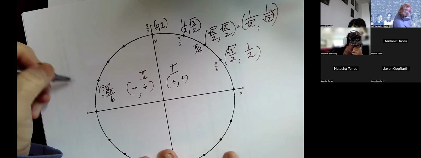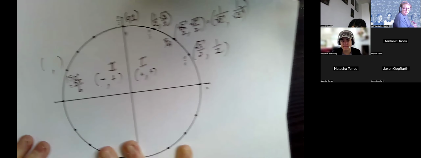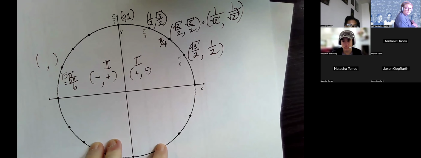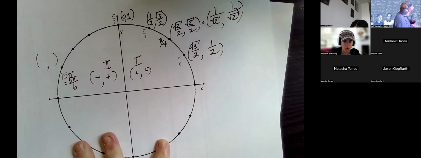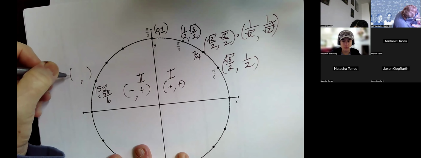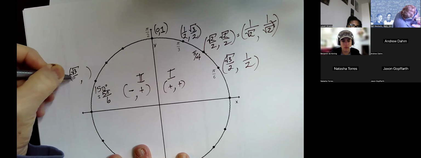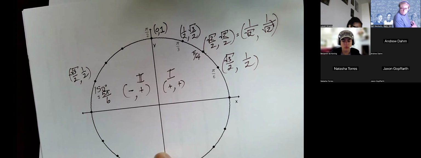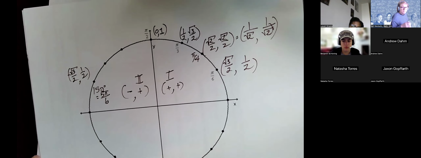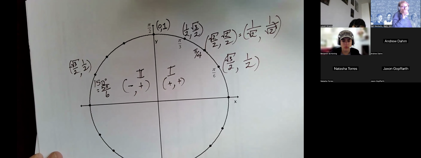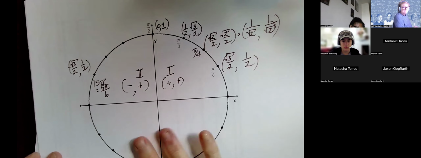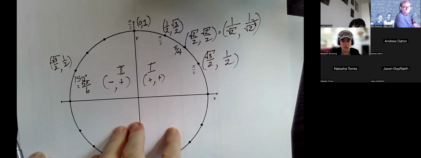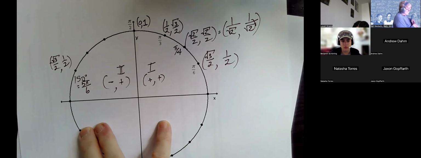Okay, and what are the coordinates of this point? Negative square root 3 over 2, positive 1/2. Great. How did you know? It's quadrant 2, negative x, positive y. And they're all symmetrical. Okay, exactly right.